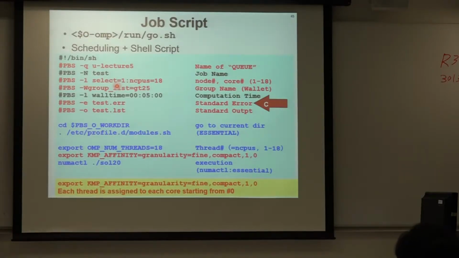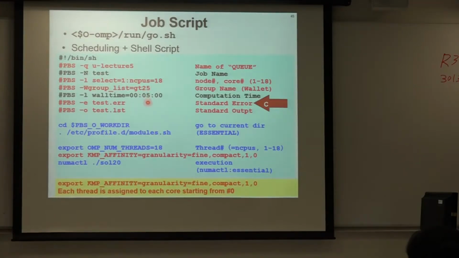And the next parameter, NCPUS, is the number of cores. This one should be 1 to 18. It corresponds to the number of threads. And the next one is a group name, so this is also fixed. The original file shows GT00 or something, so you have to change it to GT25. Otherwise, your job is not accepted by the system and doesn't run.